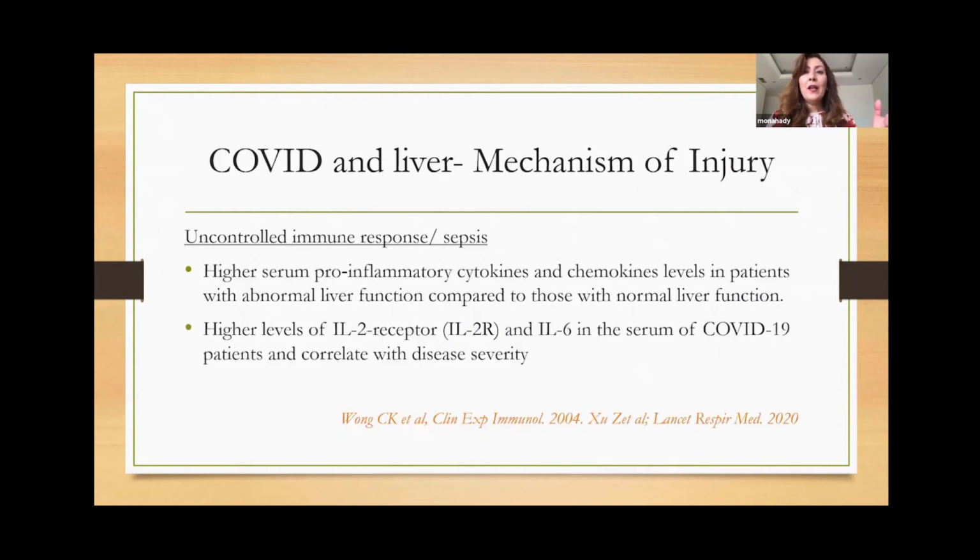As part of the cytokine storm, or the uncontrolled immune response, it is proposed that the liver gets affected. That's because studies have shown higher pro-inflammatory cytokines and chemokines in patients with COVID who had abnormal liver function tests compared to patients with COVID and normal liver function tests, with higher levels specifically of IL-2 and IL-6 in those patients. Next.